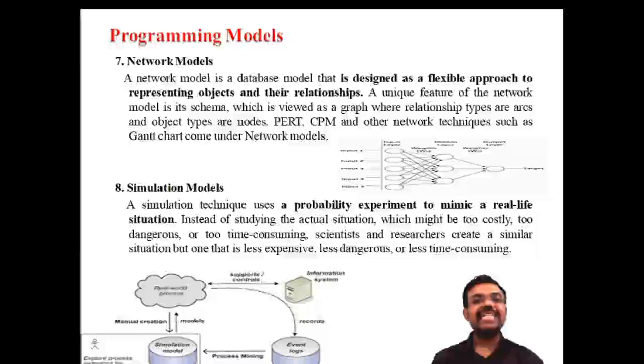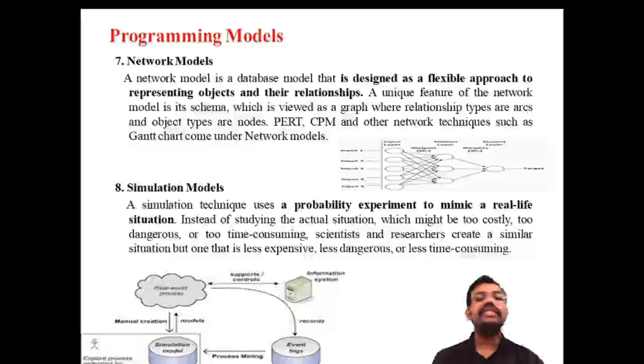Okay, this technique is relating with the probability and the experiment to mimic the real life situation. It's constructing certain models. The concept introduced by Monte Carlo, that's why this term is known as the Monte Carlo simulation method. We take the right decision at the right time with the help of the simulation model.